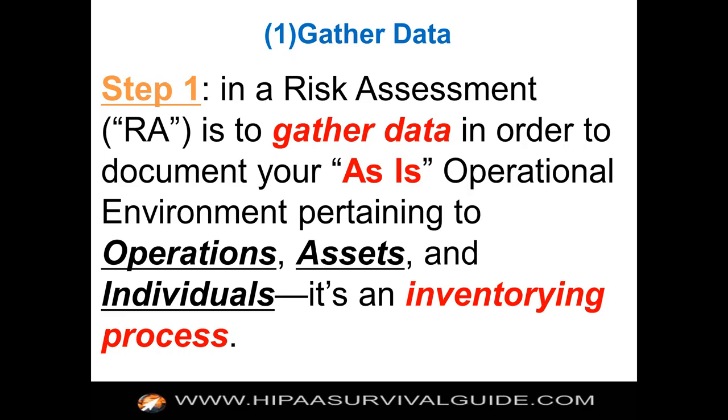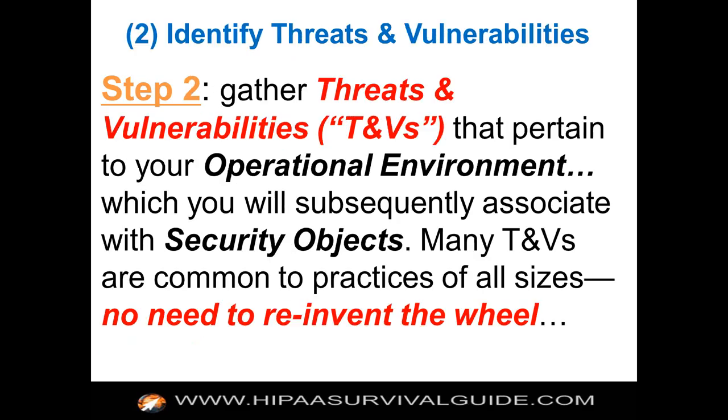Now, this is not something that you need an HIT consultant to help you with, but you have to go through the rigor of creating the inventory. Step two is gather threats and vulnerabilities that pertain to your operational environment, which you will subsequently associate with security objects. What are security objects? Operations, assets, and individuals. Those are the objects that controls are applied to. Now, if you were just staring at a blank sheet of paper, it would be quite daunting. Even if you're not, it's quite daunting. But many threats and vulnerabilities are common to practices of all sizes.